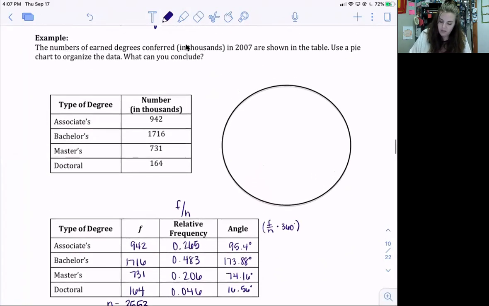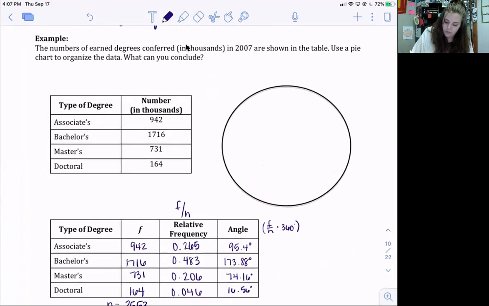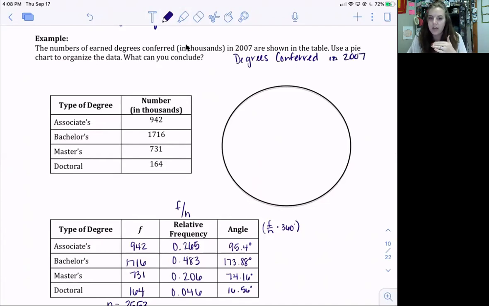So key thing, again, make sure that you are labeling. So degrees conferred in 2007. Okay, so I'm going to start off with our largest angle, which is 173. Okay, that's going to be just short of a semicircle. Well, that's what I was afraid of.